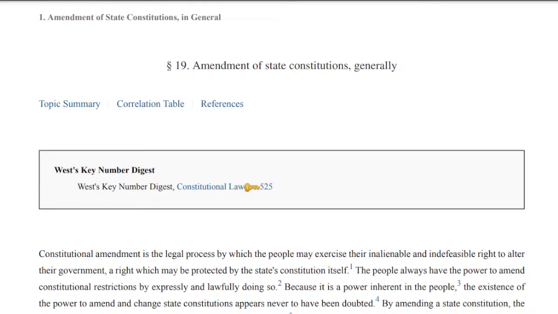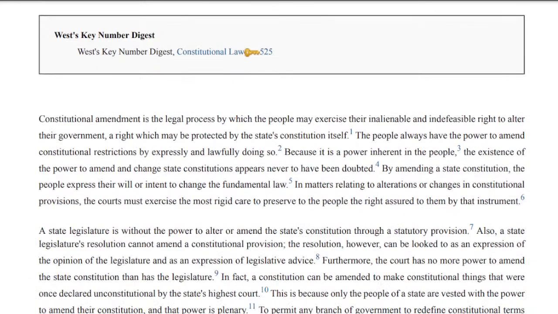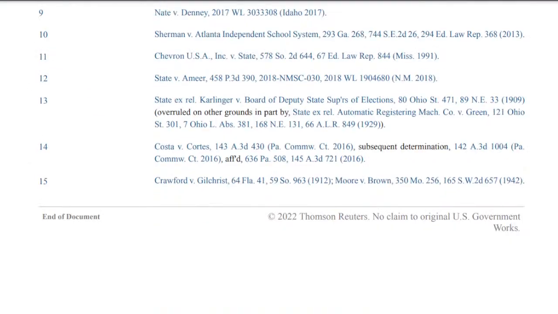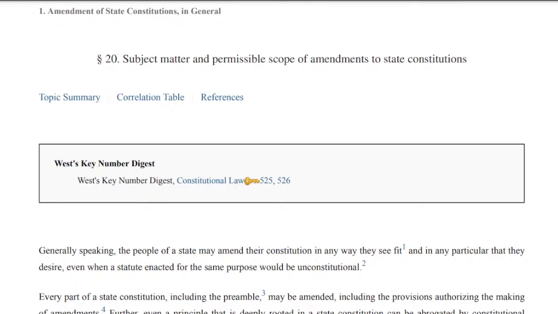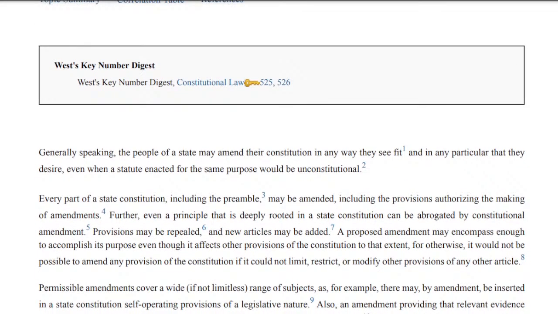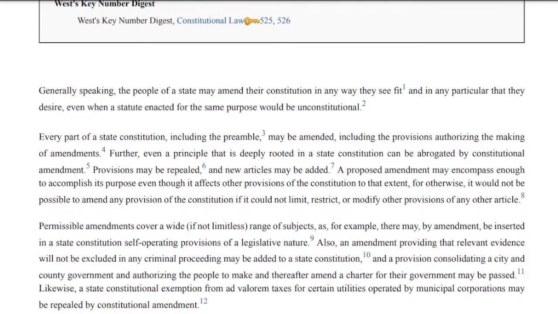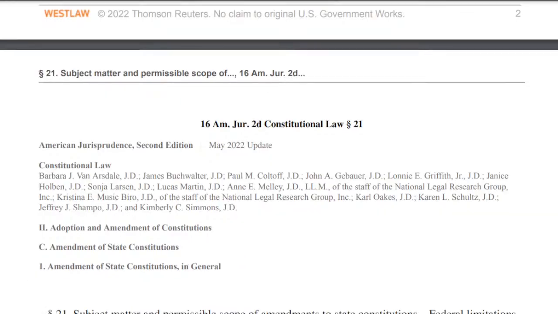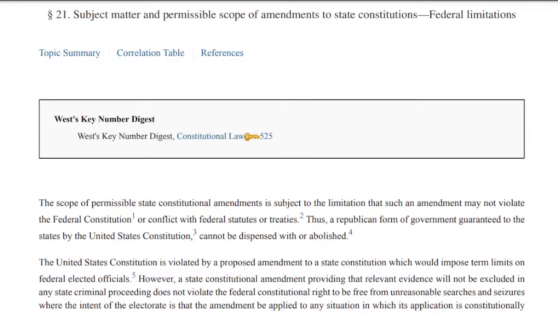So, amendment of state constitutions. This happens a lot more frequently, of course, but very rarely still. And then we get down to the subject matter and permissible scope of amendments to state constitutions. Let's see here. Preamble may be amended, including provisions authorizing the making of amendments. So yeah, this, in the lawmaking process, is probably beyond the scope of what we want to discuss here as far as American jurisprudence.